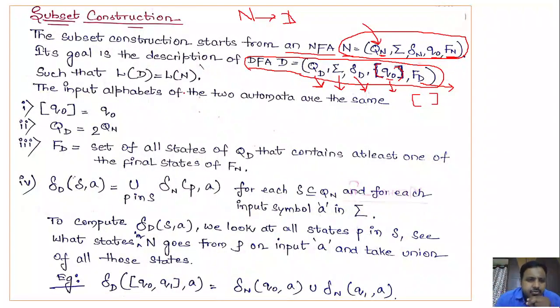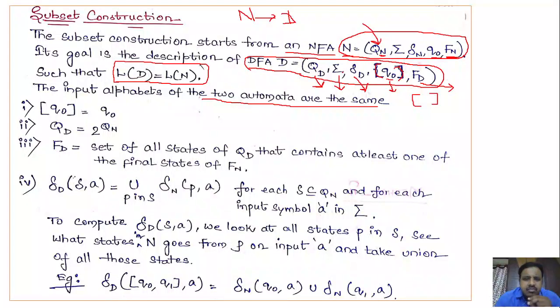Now, we can say that the NFA N and the DFA D are equivalent if and only if L of D is equal to L of N. That means the language accepted by the DFA is equal to the language accepted by the NFA. Whenever this condition is satisfied, only then can we say that the DFA and NFA are equivalent. Here you can see the input alphabets of the two automata are the same. So when you convert the NFA into the DFA, the input set, that is the alphabet set sigma, will not change. It will remain the same.